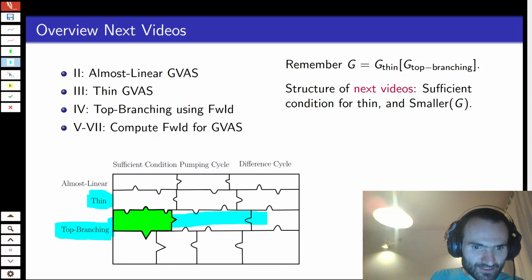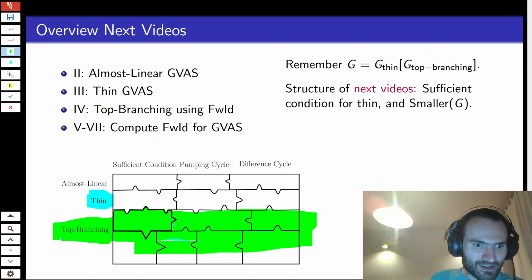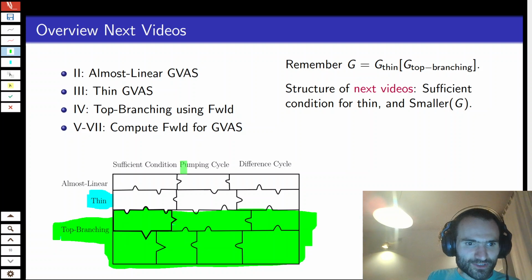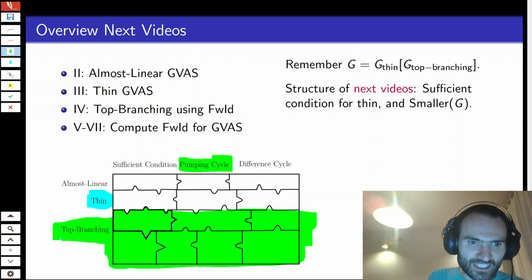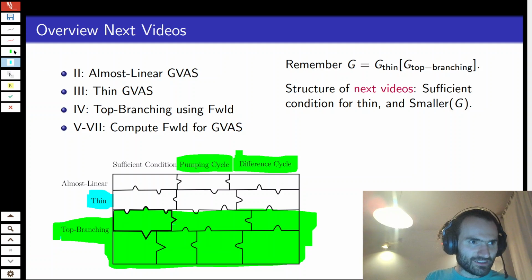For the top branching grammars, which is this lower half, well, I guess I should have made these green since I already colored one of the things green. For the top branching grammar, we have to show how to decompose if there is no pumping cycle, how to decompose if there is no difference cycle, and well, if there is no Z-run, then clearly you can just reject. This is what remains for top branching.